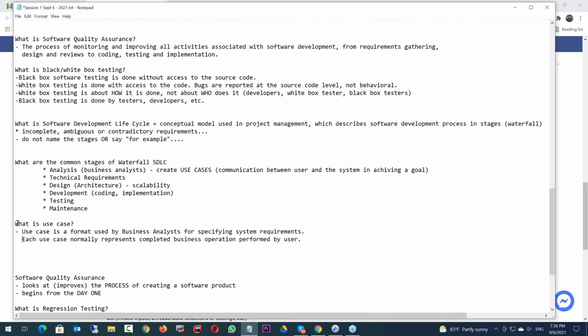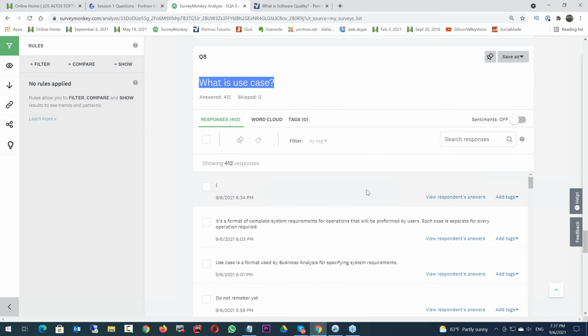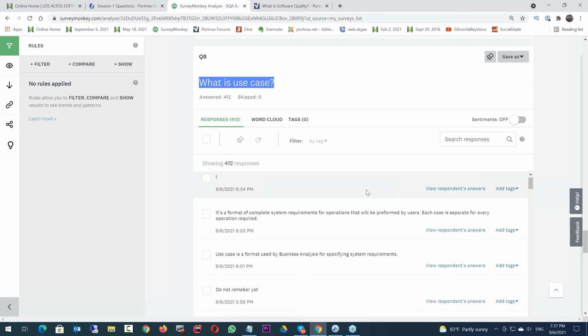You remember the analysis, yeah? The software development lifecycle in Waterfall starts with analysis. What's analysis? Business analysts go to the field, they study how people work, and they create use cases in which they describe how people work. And use cases will be used for requirements later on. And we will use them for testing later on. So communication between user and the system in achieving a goal. So that is use case. What else do we have?